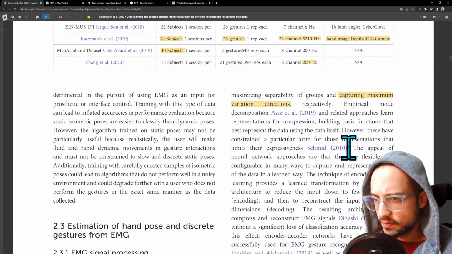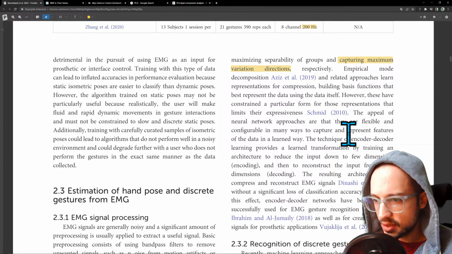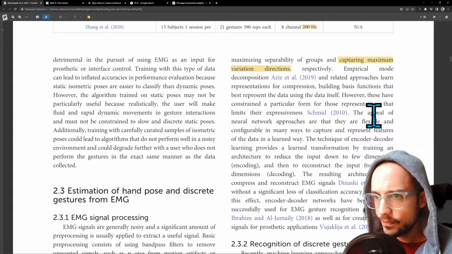Okay. I feel like they have to do deep learning though, right? Are they just going to use PCA? That would be lame. Okay, the appeal of neural network approaches. Okay, here they are. They're setting it up.